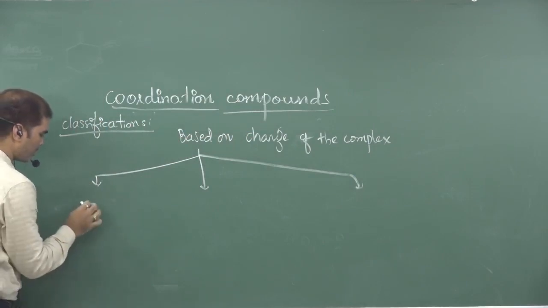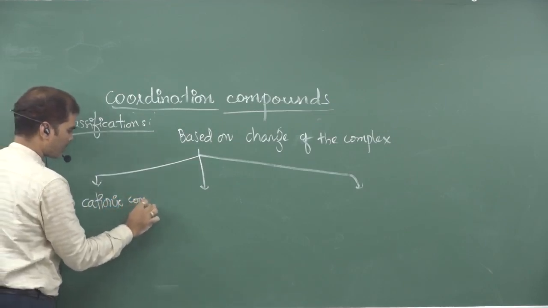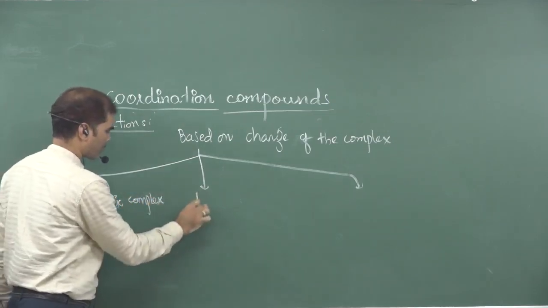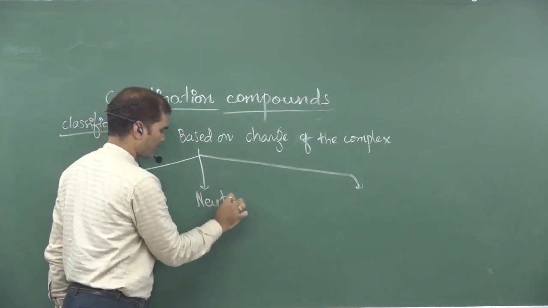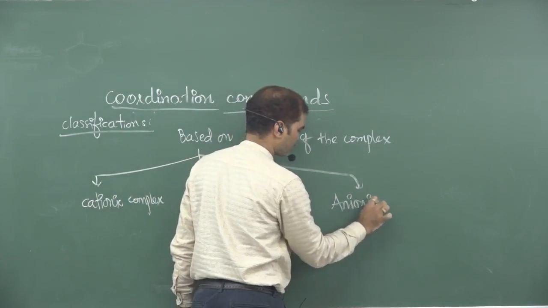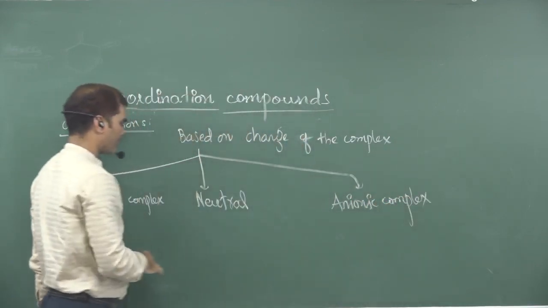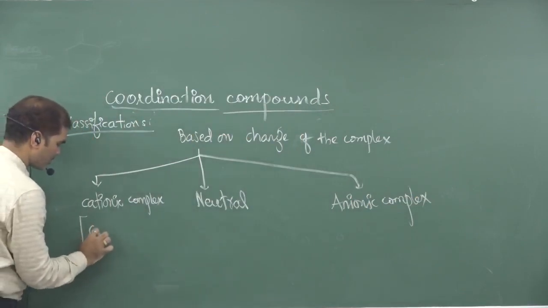Directly I'll write: cationic complex, neutral complex, anionic complex.